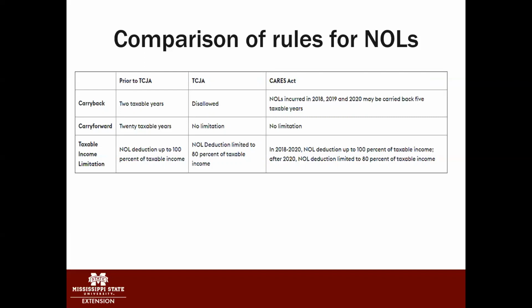For carrybacks, before it was 2 taxable years. Then the TCJA disallowed them entirely, except for farmers. They had 2 years. Now, if those occur in 18, 19, or 20, everybody gets to carry them back 5 years. And again, you can see here with the taxable income limitation, they had reduced it down to 80% from 100. That's now been removed as well. But after 2020, that 80% deduction limit will kick back in.